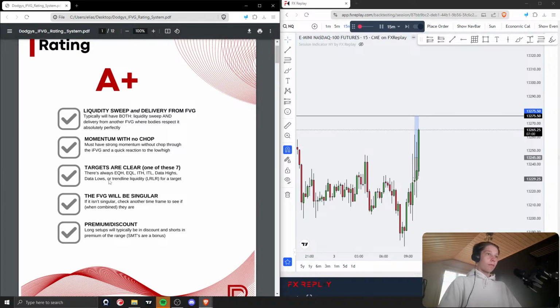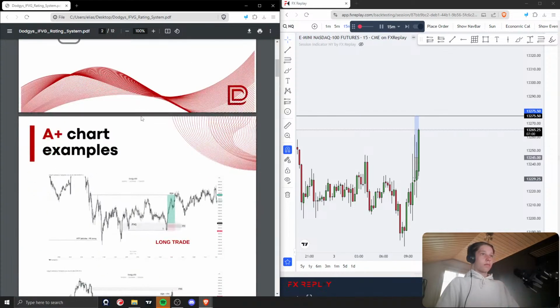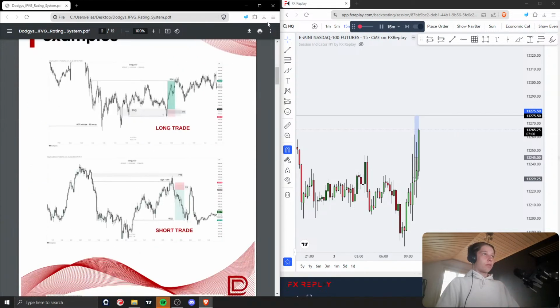Okay. The fair value gap will be singular. If it isn't singular, check another time frame to see if, when combined, they are. Okay. Premium and discount. Long setups will typically be in discount and short setups in premium of the range. And yeah, SMTs are a nice bonus to this A+ setup model. And there you can see chart examples.